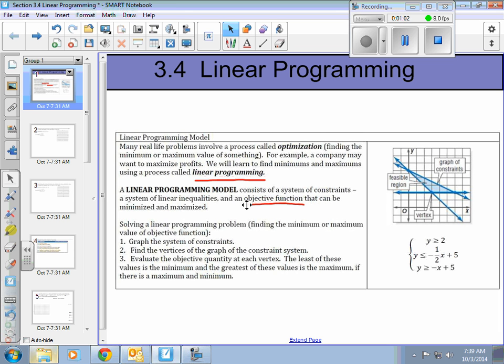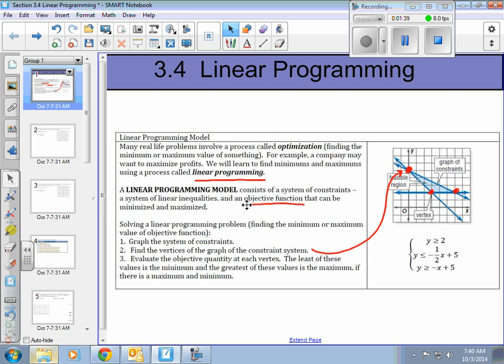What you need to do is graph the constraints, and find the vertices of the graph of the constraint systems. If you look over here, the shaded area is my feasible region. That is what you want to find the vertices of. So you want to find this vertex and this vertex and this vertex. That's step 2. And then step 3, you evaluate the objective quantity at each vertex. The least of these values is the minimum, and the greatest of the values is the maximum, if there is a minimum and a maximum.